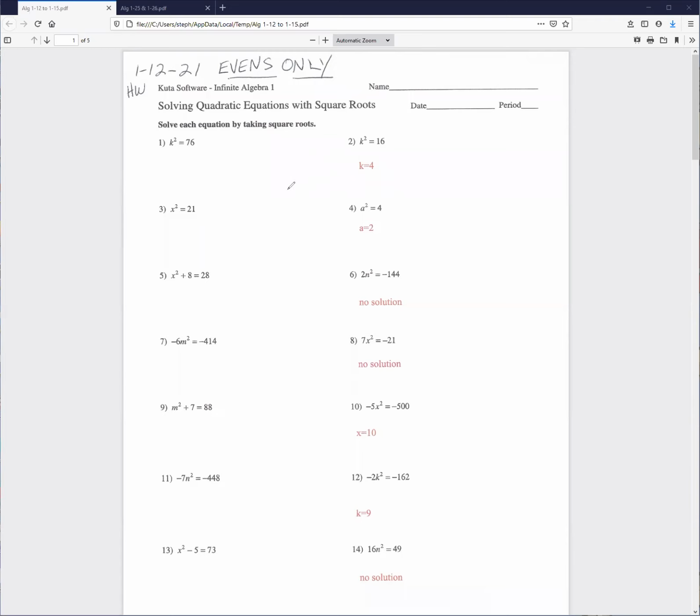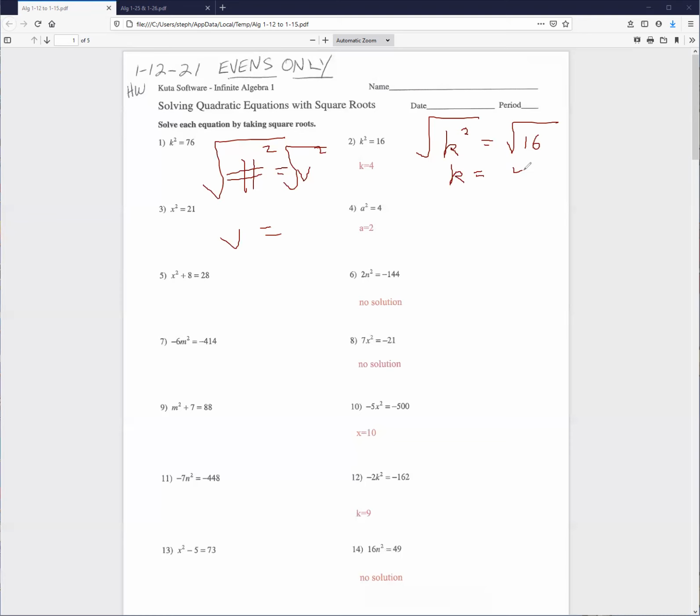So, my first sheet here that we're taking a look at is basically just solving via square roots. And this is a very straightforward process. As long as it is written as number squared equals variable squared, then you're just going to go square root of both sides and say that the variable is equal to the square root. So obviously with number 2 here, which is k squared equals 16, we just say the square root of k squared is equal to the square root of 16, and therefore k equals 4.